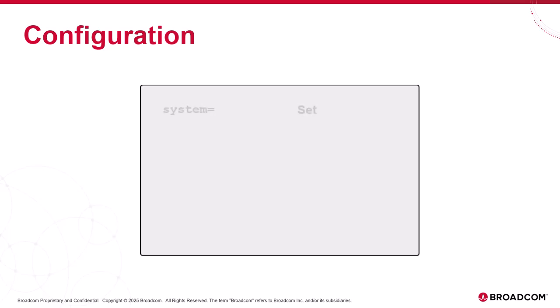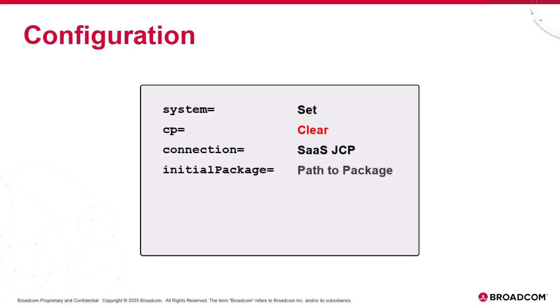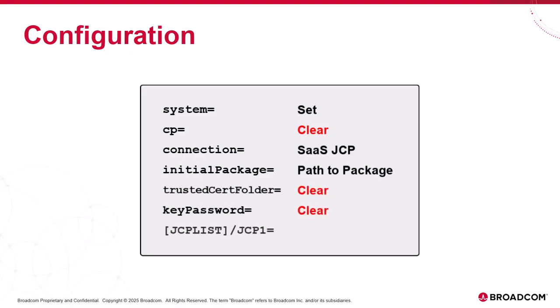The agent INI file contains configuration parameters that need to be updated. The system name needs to be set to the SaaS system name. You have a CP equal setting. Remove any data. Set connection equal to the JCP endpoint. Set initial package equal to the name and path you chose when you downloaded the key. The physical location of the package is irrelevant because it's only needed on first connection. Remove any information from the trusted cert folder equal and key password equal settings. Set potential JCPs in the JCP list section to the JCP endpoint.